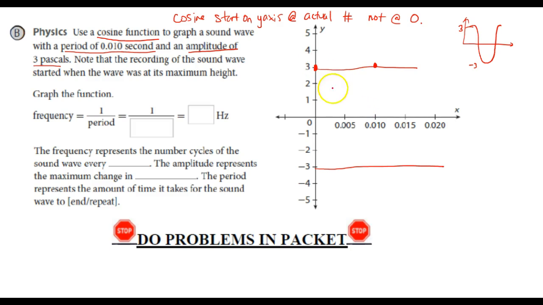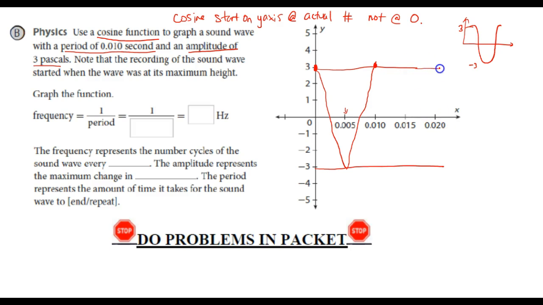Alright, so it's going to go down and back up in about 0.010 seconds. Let's figure out what's the halfway point between 0 and 0.010. What's halfway? Hint, it's right there. That's the halfway point. So it's going to go down, and it's going to hit about negative 3 at that point, and it's going to come right back up. I know it looks kind of like a V, but we can make it kind of curvy on your graph. And it's going to do that again.